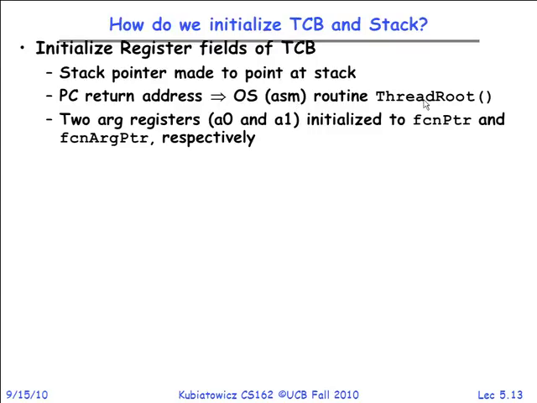And we're going to have a couple of argument registers, A0 and A1, initialized to the function pointer and the pointer to the arguments. So notice that inside the TCB, remember, there are 32 registers, let's say, because of MIPS. We've only initialized 3. We've initialized R31, which is the return address, and we've initialized A0 and A1, which are R4 and 5, I guess. And that's it. And the stack pointer, 4 registers.